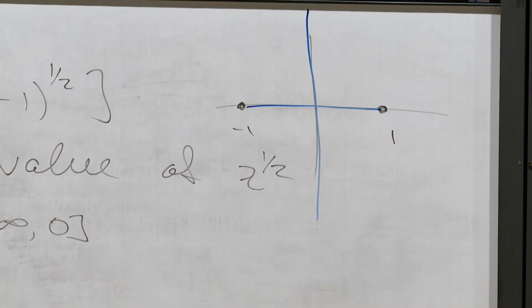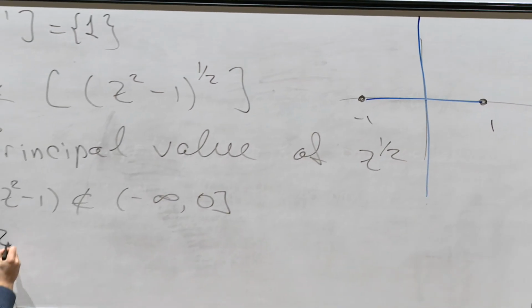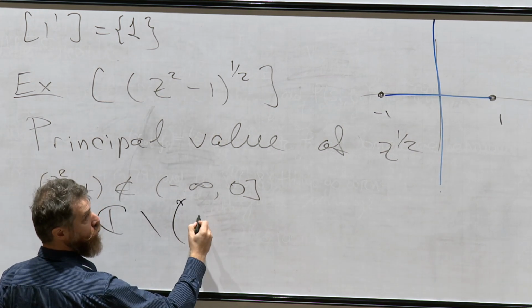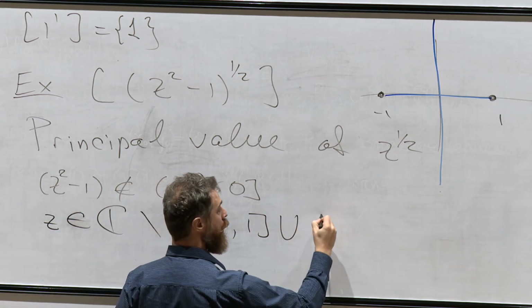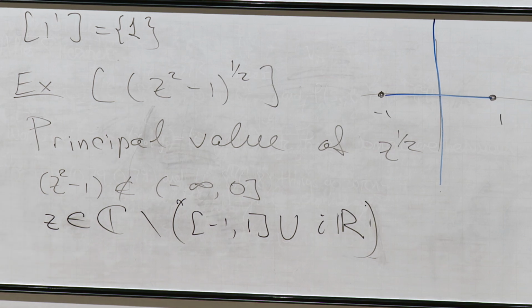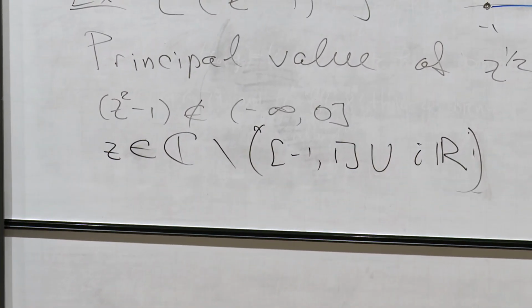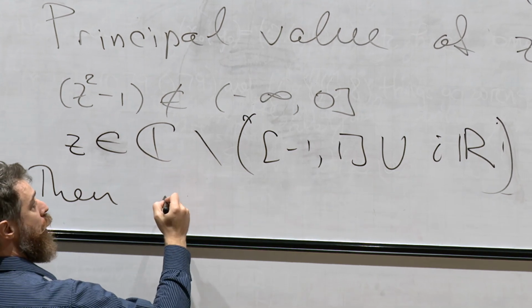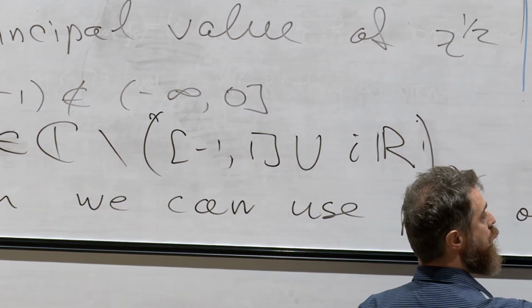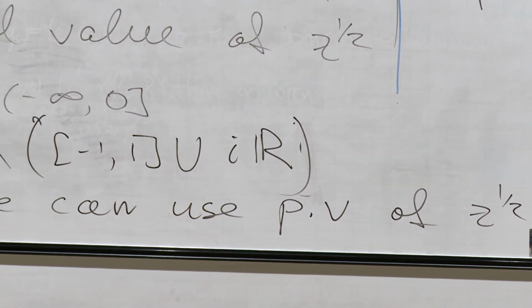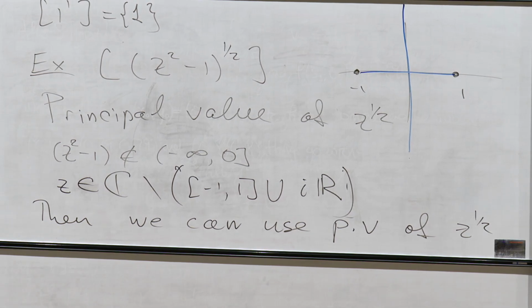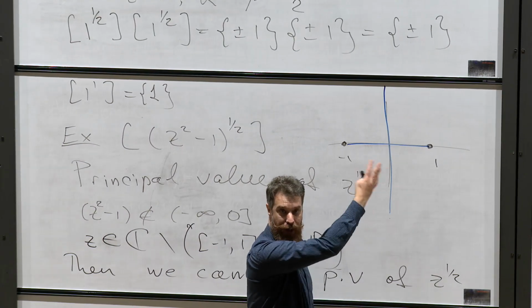So maybe let's write a positive statement. We subtract -1, 1, and the imaginary axis. If we take z like this, then we can use the principal value of z to the 1/2 to compute some kind of principal value of the square root of z squared minus 1. But I think you should agree that it's not really a satisfactory answer. We remove really a lot from our space.